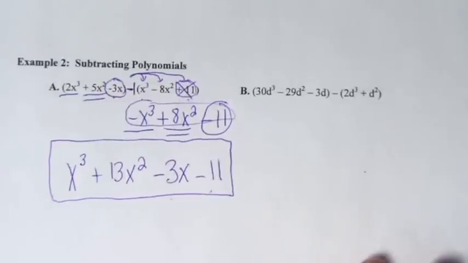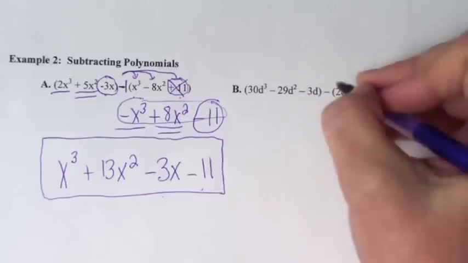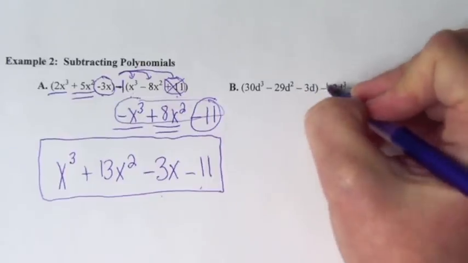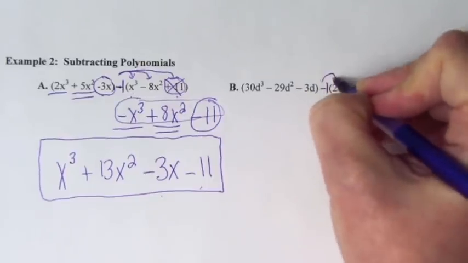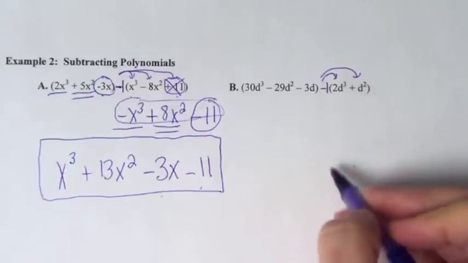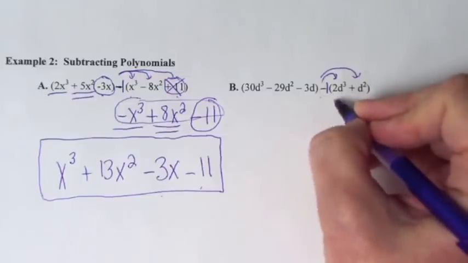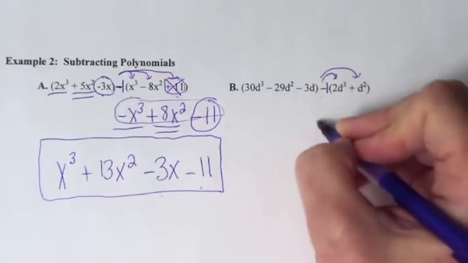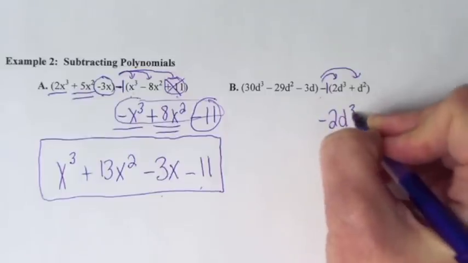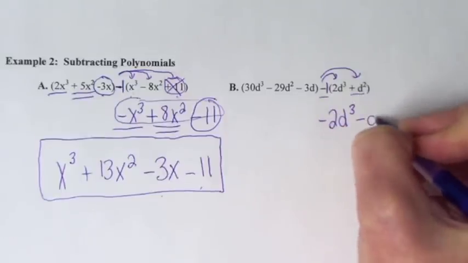Now, we can do the same method here, but we can actually do it vertically. What we have to do first is this negative 1 here has to distribute. So we need to change this second polynomial before we can line them up vertically. So if we look at this, we have negative 1 times 2d cubed. So that becomes negative 2d cubed. And then negative 1 times d squared gives us negative d squared.